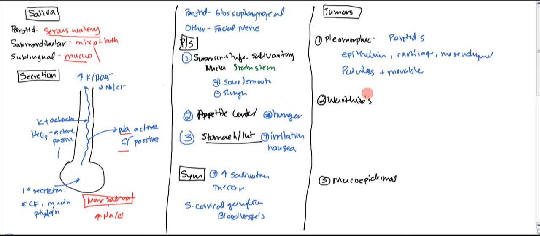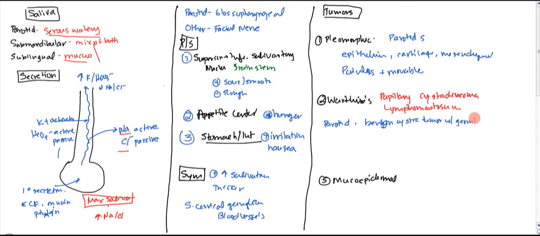Okay, with regard to Warthins, this has another name which is quite long. It's called a papillary cyst adenoma lymphomatosum. This is also found in the parotid gland. And it's a benign cystic tumor with germinal centers. And it's also associated with smoking.